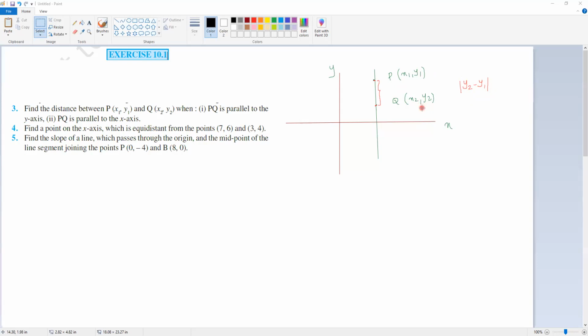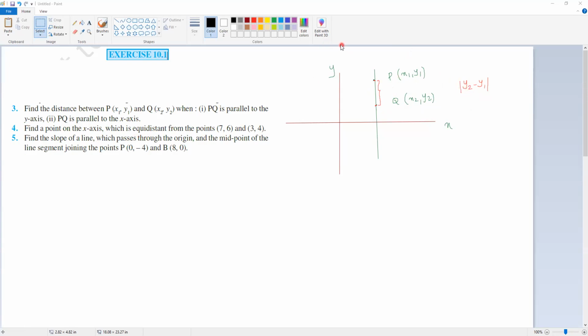Clear? Did you understand? You can respond. Yes, sir. The magnitude of y2 minus y1 is the distance between P and Q. We take the magnitude because sometimes Q is above, so y2 minus y1, and if P is above, y1 minus y2. So whatever it is, the distance is the magnitude of y2 minus y1, the difference between the y coordinates.